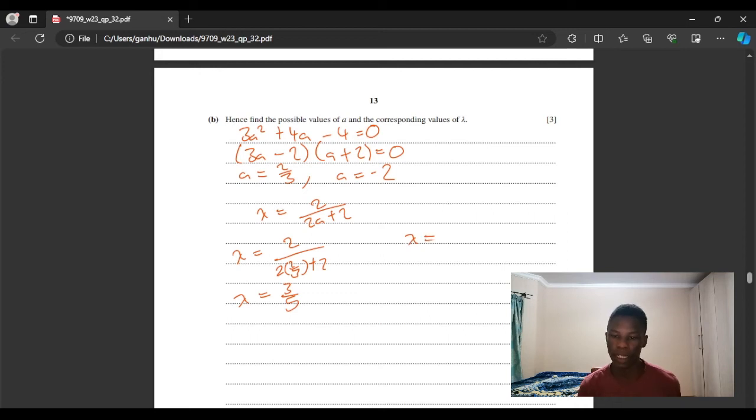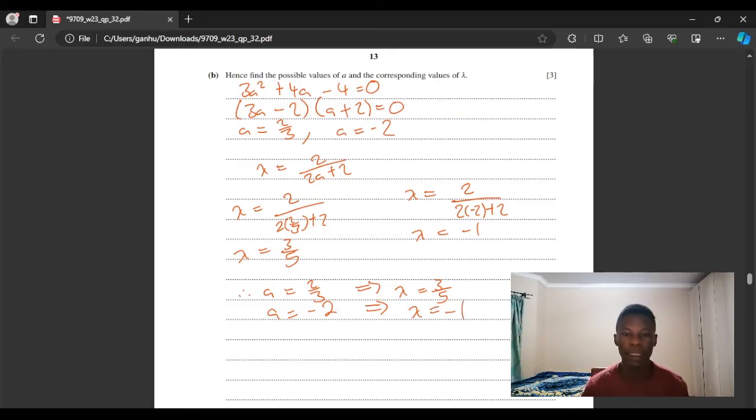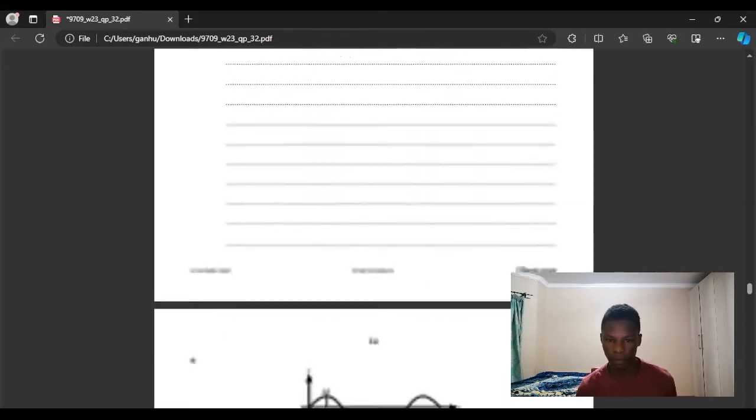And then when a is equal to -2, that's 2 over 2 times -2 plus 2. Our denominator would be -4 plus 2, which is -2. So that's lambda is equal to 2 over -2, which is -1. So that means our final answer would be a is equal to 2/3, which leads to lambda is equal to 3/5, and a is equal to -2, which leads to lambda is equal to -1. Let's move on to our next question.